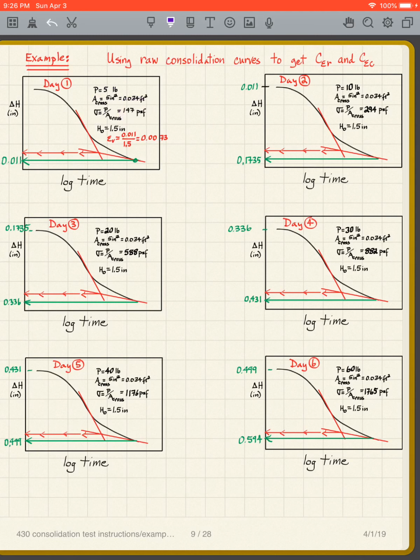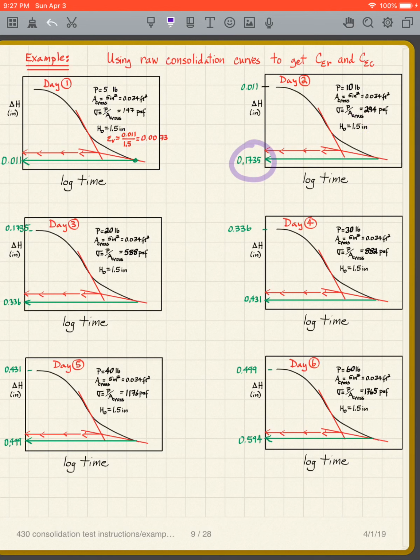And then there's my last delta H. My H naught is 1.5 inches. I've done this in inches in this case. Then I can get my epsilon V, which is simply the 0.011 divided by the 1.5. And we get the epsilon V at 0.0073. And we can do that for each one. So you have the 0.1735 over the 0.15 to get the epsilon V.